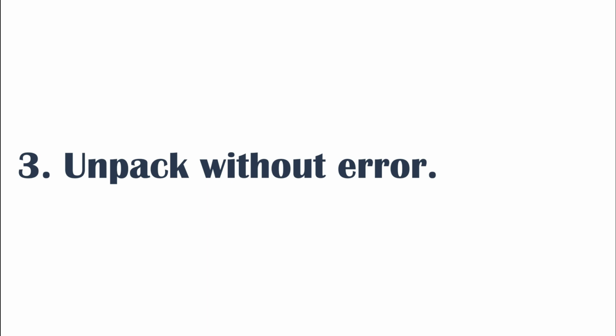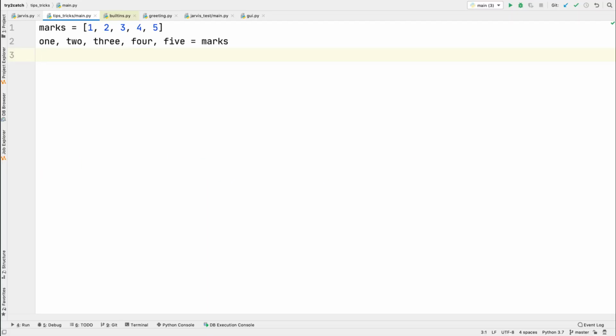So let me show you that also. This is our code from the previous tip and trick. Now if I want only 3 variables to unpack, but I don't want to have any error, how can you have it? For that, you just need to use rest. Here you need to create a variable and put an asterisk sign. What this asterisk will do is all the unpacked values will come along as a list in this rest variable.